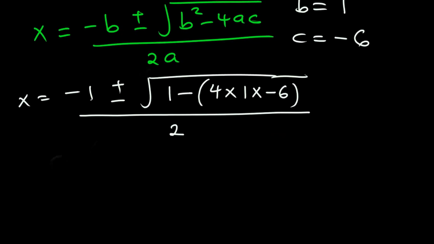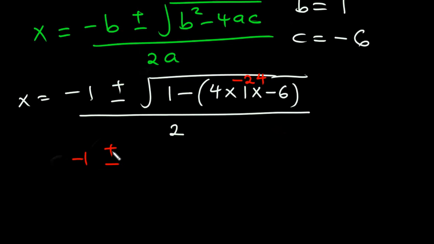Now let's first work out whatever is inside this bracket. It's 4 times 1, that's 4, then 4 times negative 6. 4 times negative 6 is negative 24. So inside the bracket, we have negative 24. Then we have 1 minus 24. 1 minus 24... that is the same thing as 1 plus 24... that is 25. So let me write it down here so that we don't get confused.